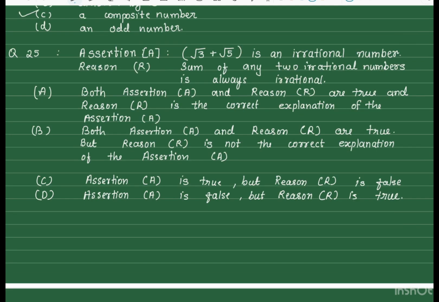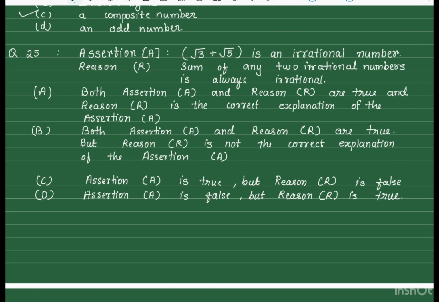Question number 25. Assertion A: Root 3 plus root 5 is an irrational number. Reason R: Sum of any two irrational numbers is always irrational. Option A. Both assertion A and reason R are true, and reason R is the correct explanation of the assertion A. Option B. Both assertion A and reason R are true, but reason R is not the correct explanation of the assertion A.